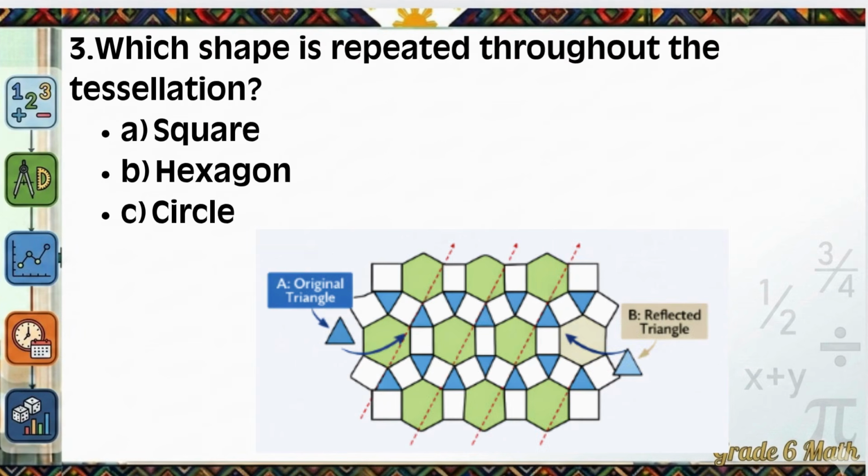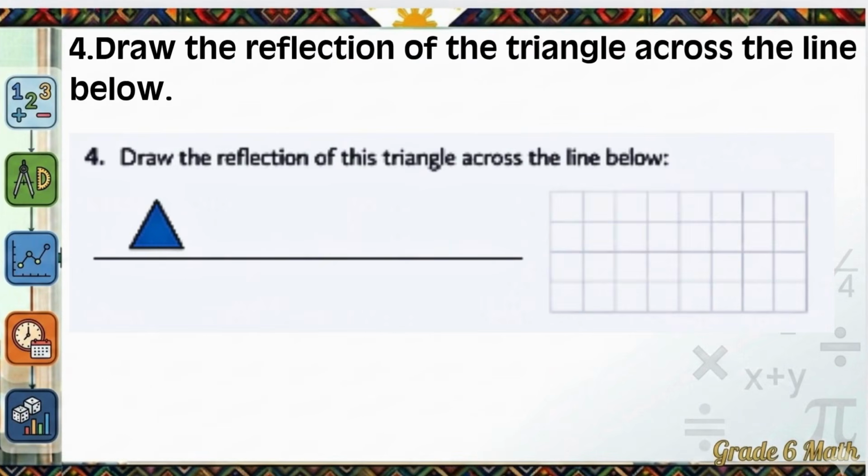Number 3. Which shape is repeated throughout the tessellation? A. Square. B. Hexagon. C. Circle. Number 4. Draw the reflection of the triangle across the line below.